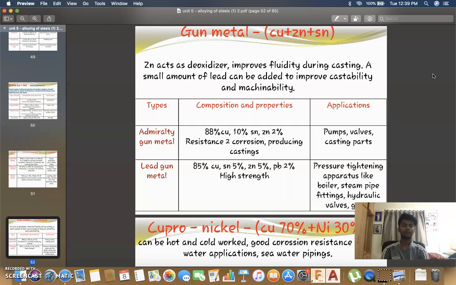Next is gunmetal. Zinc acts as a deoxidizer and improves fluidity during casting. A small amount of lead can be added to improve castability and machinability. So gunmetal has copper, zinc, which I said is important, tin, and lead. Types of gunmetal are: Admiralty gunmetal, which is 88% copper, 10% tin, and 2% zinc, resistant to corrosion, used for producing castings. Lead gunmetal is 85% copper, 5% tin, 5% zinc, and 2% lead, which gives high strength for pressure-tight apparatus like boilers, steam pipe fittings, hydraulics, valves, and gears.